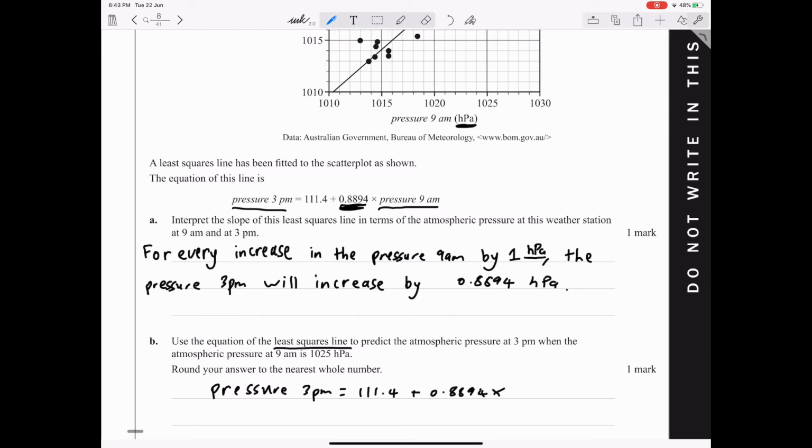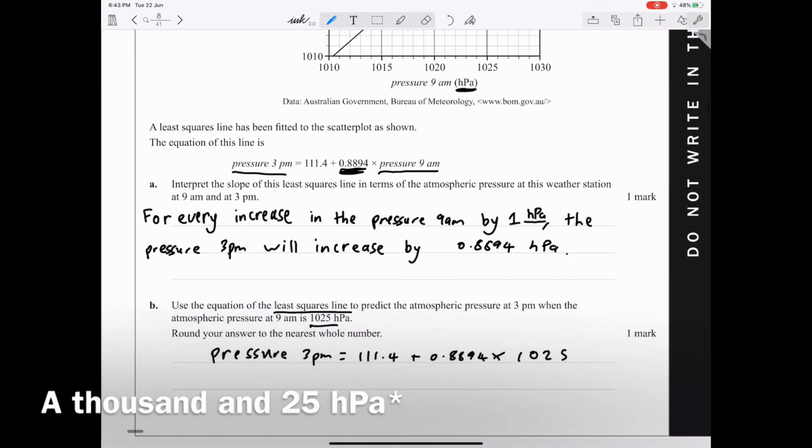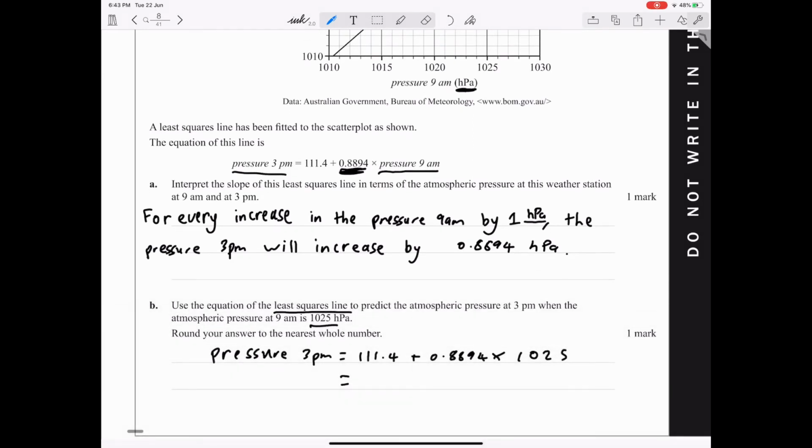0.8894 times the pressure at 9 a.m. And we know that in the question it says that the pressure at 9 a.m. is 125 hectopascals, so you just substitute 125 into the equation. If you put that on your calculator, you'll get 1,023 hectopascals rounded to the nearest whole number, as it states in the question.